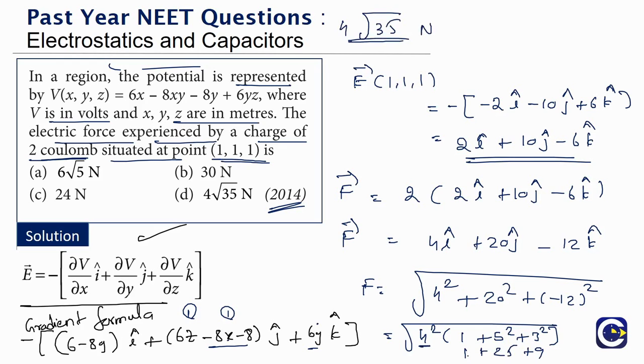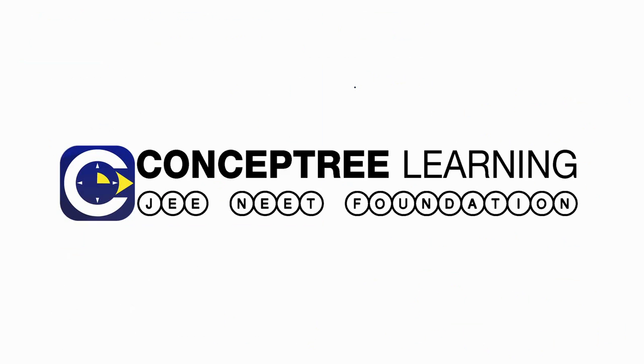The value is going to be, in terms of the SI unit, newtons. So the force acting on the charge which we are placing at 1 comma 1 comma 1 is 4 into root 35 newtons. The correct answer is option D. So this is about the part 2 video, and we'll see in the next part.